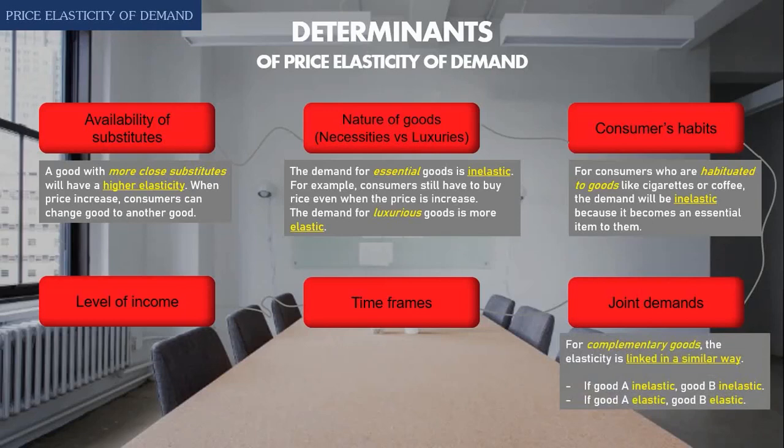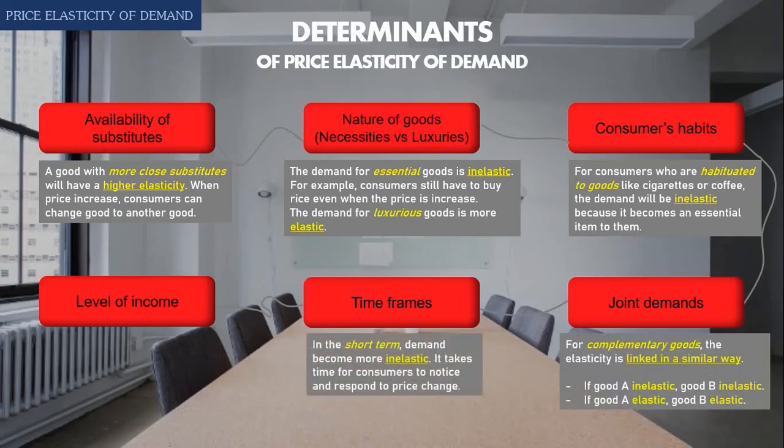Next, joint demands. For complementary goods, the elasticity is linked in a similar way. For example, if the demand for bread is elastic, the demand for jam also becomes elastic, and vice versa. In addition, time frames. In the short term, demand becomes more inelastic. It takes time for consumers to notice and respond to price change. Also, in the short run, the goods that are demanded will have limited substitutes.